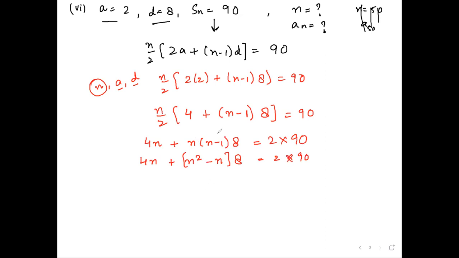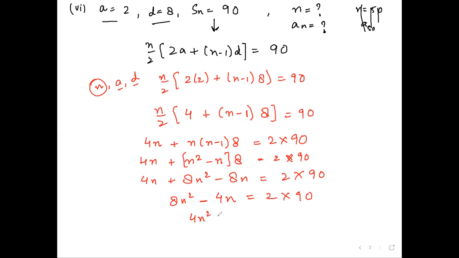So I've just multiplied this n only. So this is 4n plus 8n square minus 8n is equal to 2 into 90. Now you can see from the left hand side, I can take 4 common. First let's simplify. This is 8n square minus 4n, is equal to 2 into 90. Am I doing it correctly, or is there again some mistake? I think I'm correct this time. So I can take 4 common: 4n square minus n is equal to 2 into 90 divided by 4.